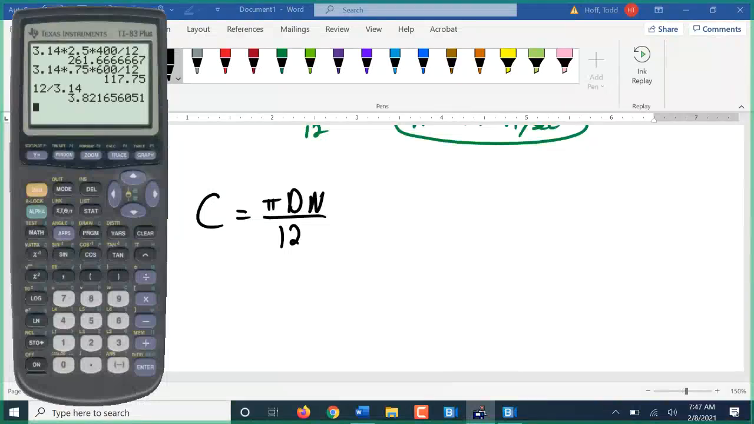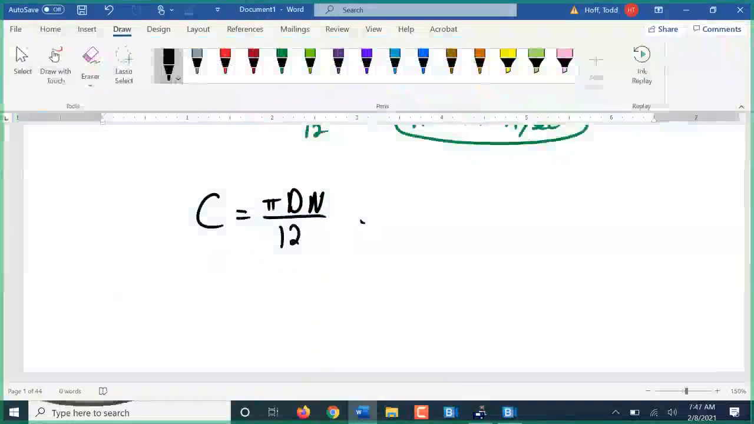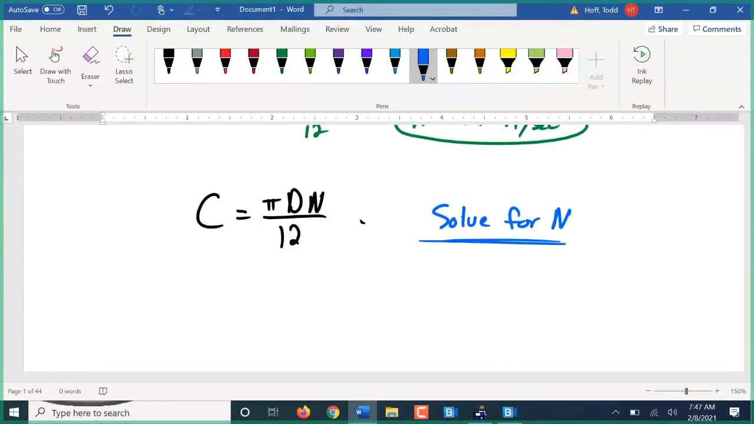It's just easier to remember this formula because I know pi times diameter is the circumference, times N, your RPM, that's your total distance traveled. Anyway, we want to solve this for N. We did a little bit of this in the fall.